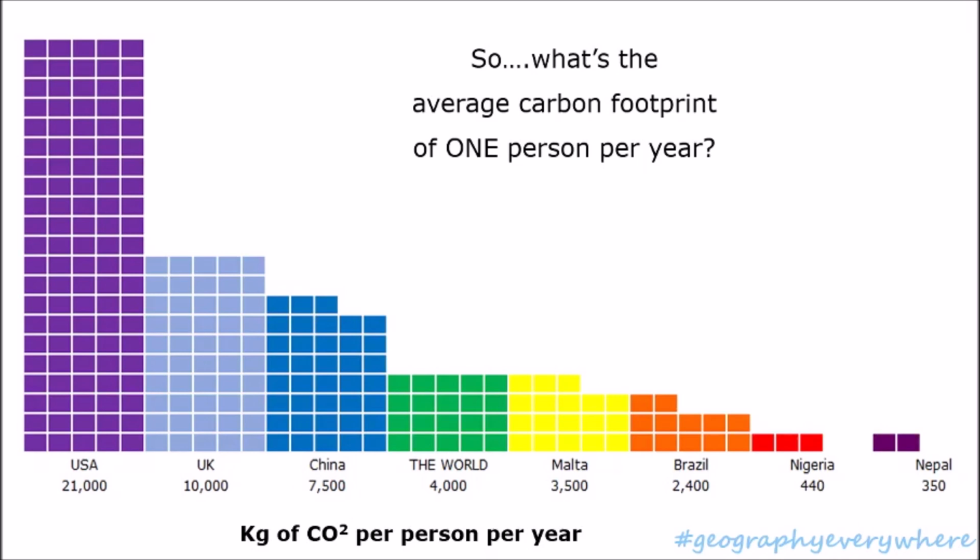So America, for example, produces 21,000 kilograms of carbon dioxide per person per year. In the UK, every single person, on average, produces around 10,000 kilograms of carbon dioxide. Just one person in 1 year. If you look at countries like Brazil in South America, Nigeria in Africa, and Nepal in Asia, all these countries have a much lower carbon footprint than countries like America and the UK.